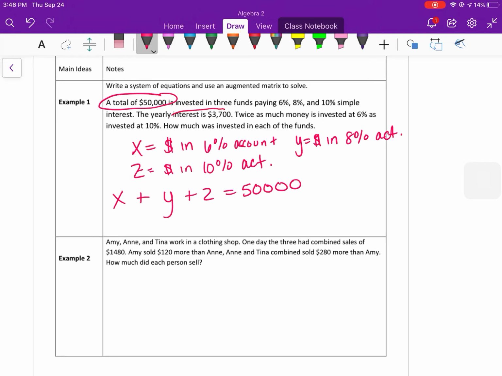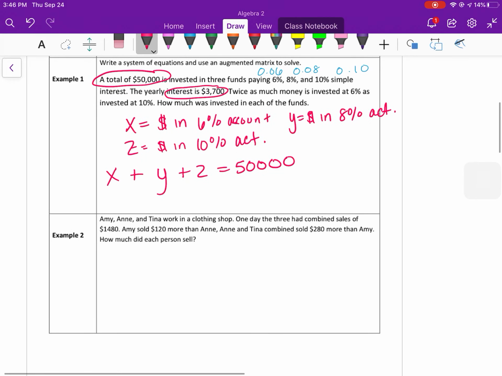And then remember the percents go with the amount of interest that you're going to earn. And then we need to change each of these percents to decimals. 6% is 0.06, 8% is 0.08, and 10% is 0.10 or 0.1. So then the next equation is 0.06x plus 0.08y plus 0.10z. And then that is the amount of interest that you're earning, which is $3,700. I'm sorry, $3,700.